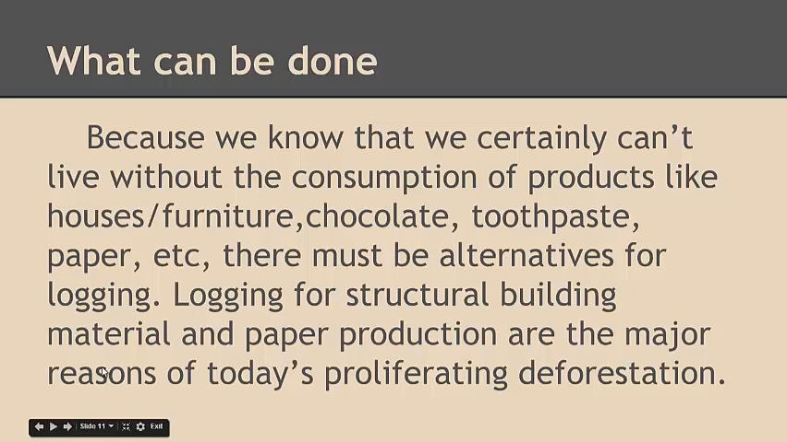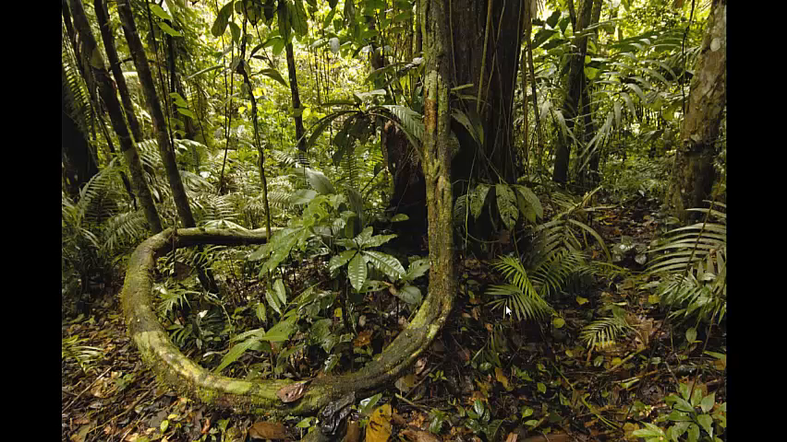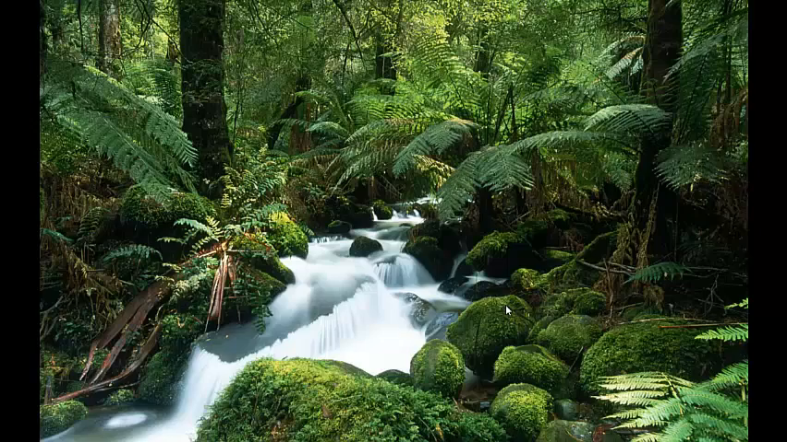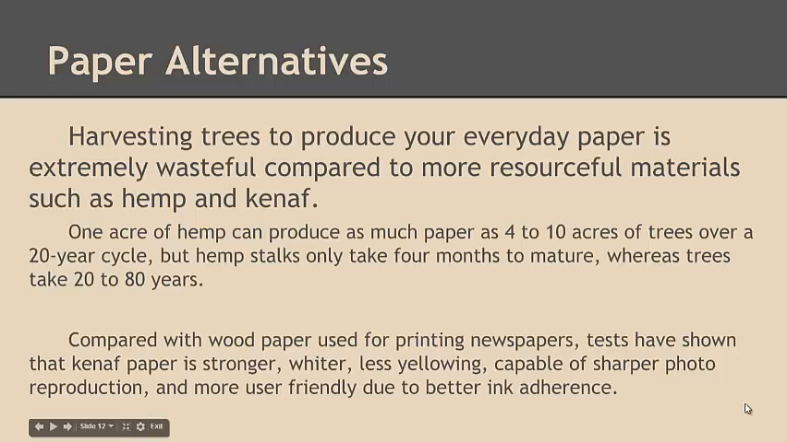Logging for structural building material and paper production are the major reasons for today's proliferating deforestation. We will now talk about the several alternatives that we can use instead of paper. Harvesting trees to make paper is extremely wasteful compared to more resourceful materials such as hemp and kenaf.